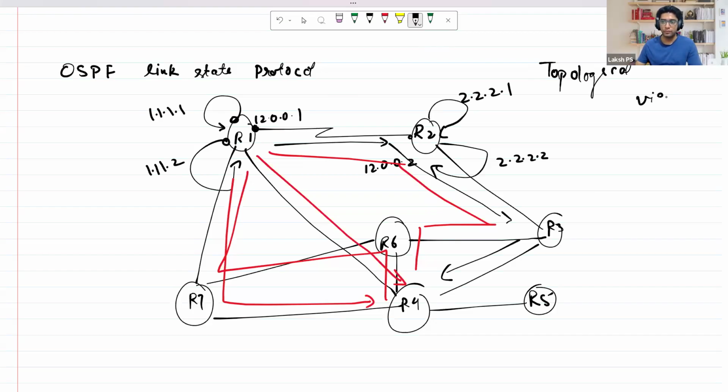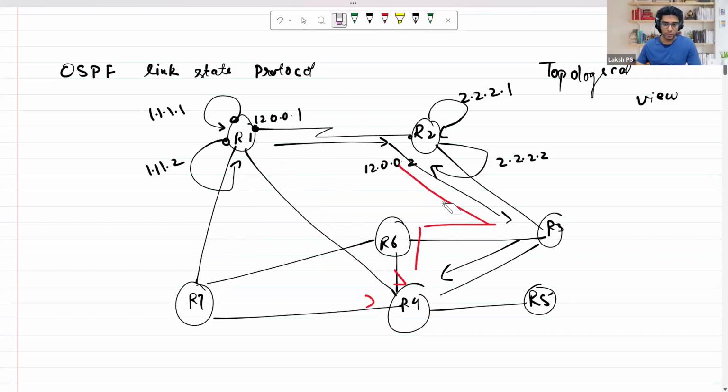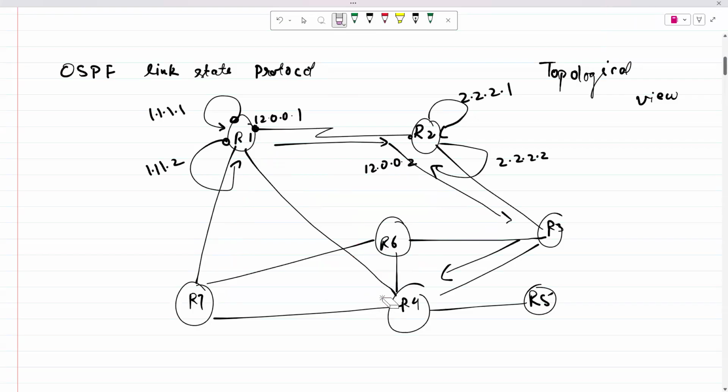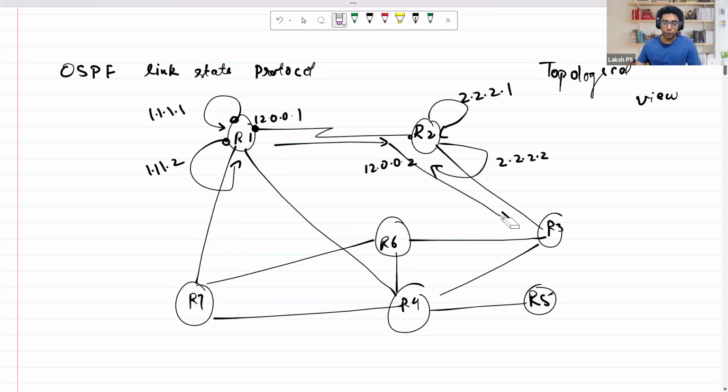Topological view. And for R5, it will also know the route to R5. I just gave you an example of R4, and not just R1. Every router in this network will know how to reach each other.